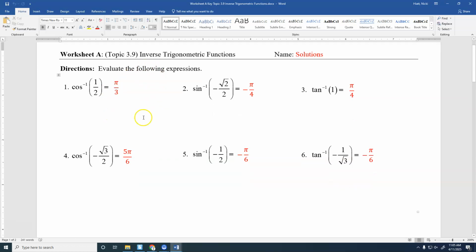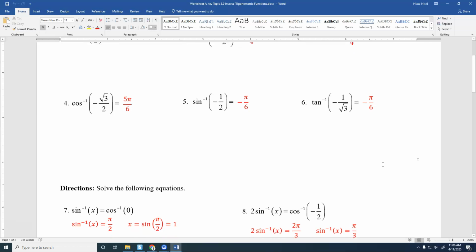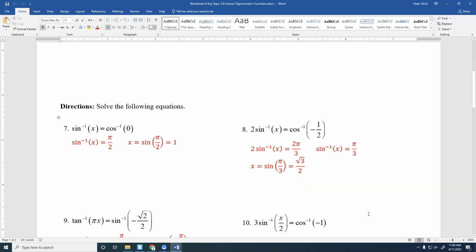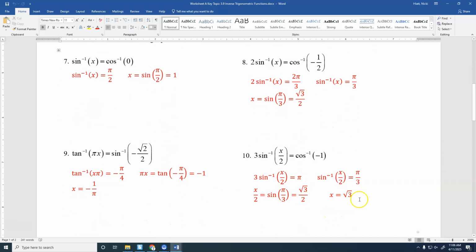All right, so for 1, you should get pi over 3. 2 is negative pi over 4. 3 is pi over 4. 4 is 5 pi over 6, sorry. 5 is negative pi over 6, and 6 is negative pi over 6. Okay, for 7, you should get 1. 8, you're going to get square root of 3 over 2. 9 we did together. 10, you're going to get square root of 3.